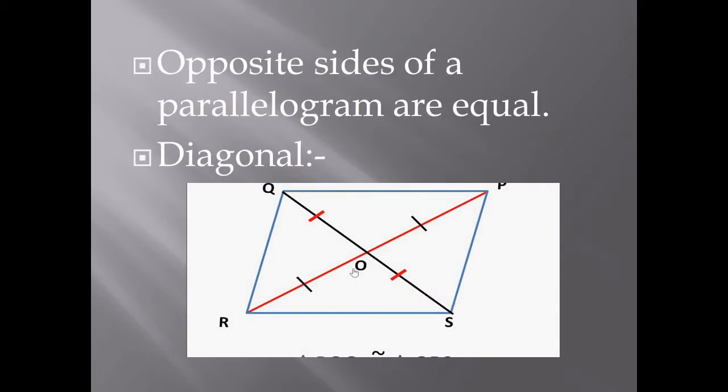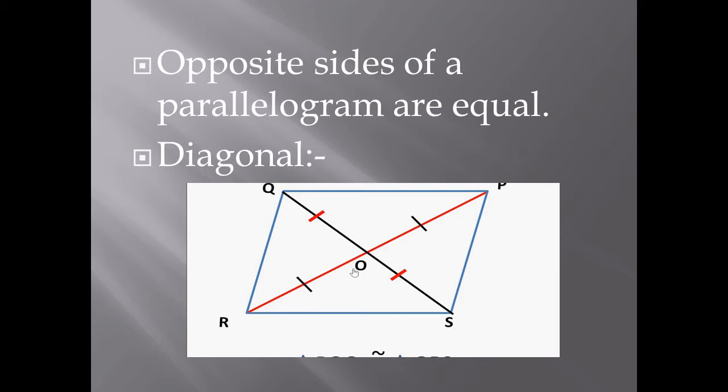Opposite sides of a parallelogram are equal. You know that according to the definition of parallelogram, opposite sides of a parallelogram are parallel and equal to each other. Before discussing point number 4, we will discuss diagonal. What is a diagonal? A straight line which joins two vertices which are opposite to each other is the diagonal.